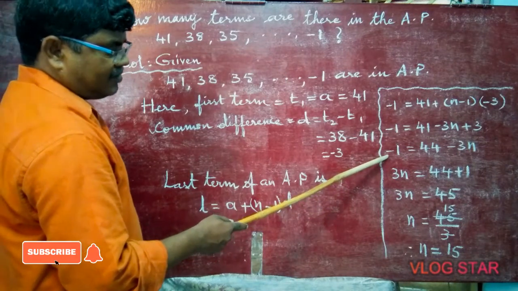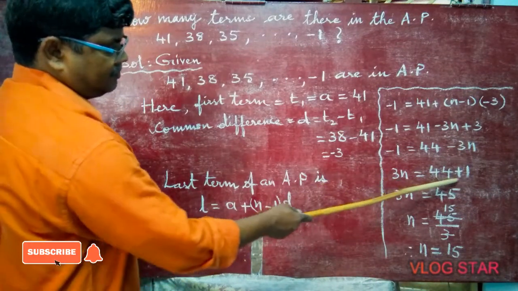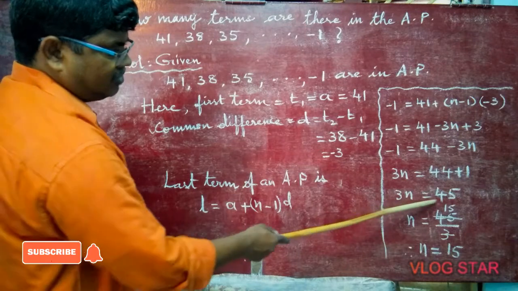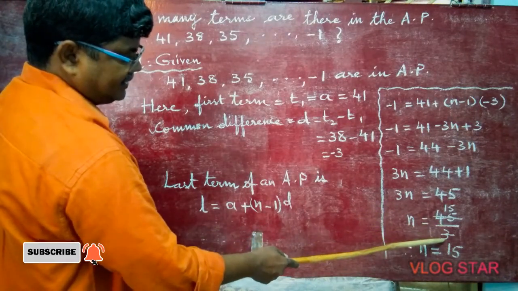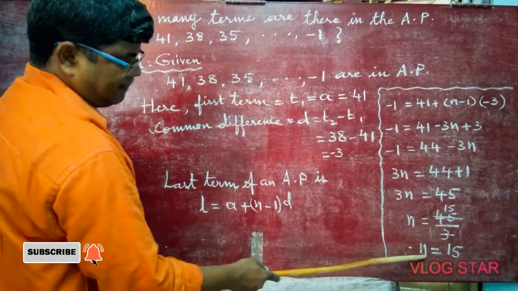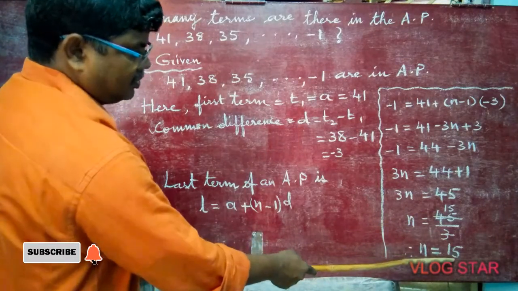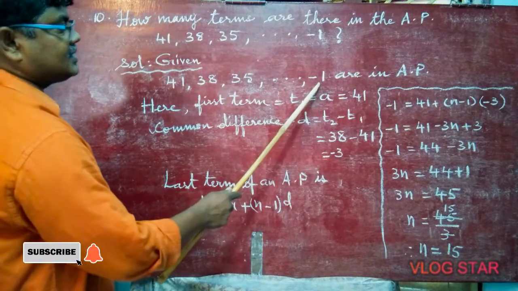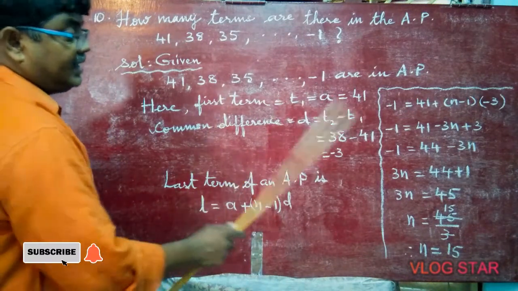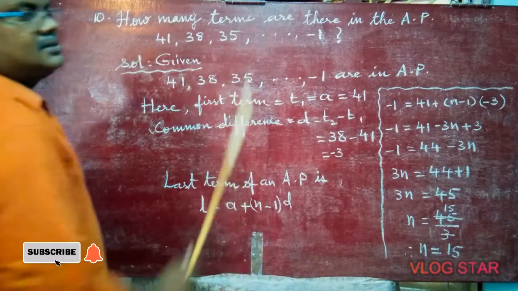This minus 3n, bring from right to left, becomes plus. Take this minus 1 from left to right. So 44 plus 1, 3n is equal to 45. n is equal to 45 by 3. 3 goes 15 times. So n is equal to 15. So how many terms are there? 15 terms are there. This is the 15th term. 15 terms are there in this sequence.